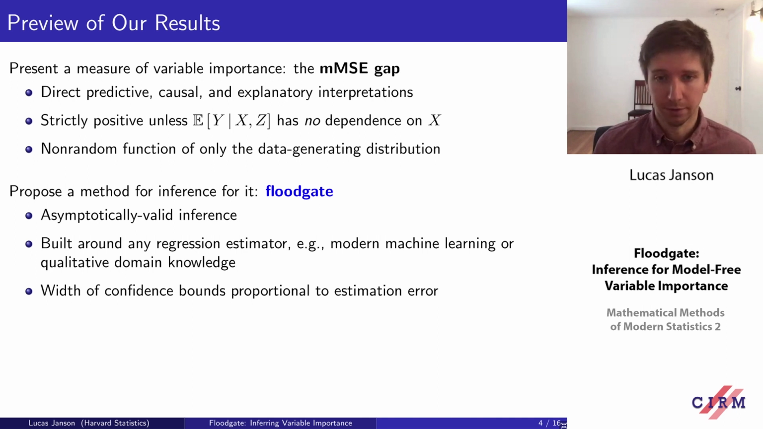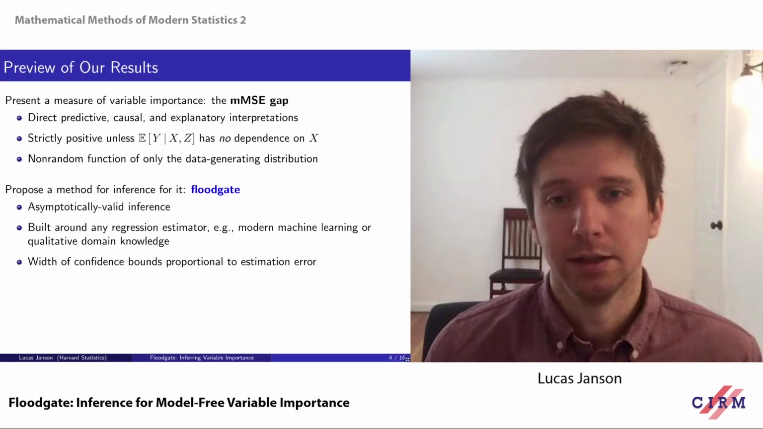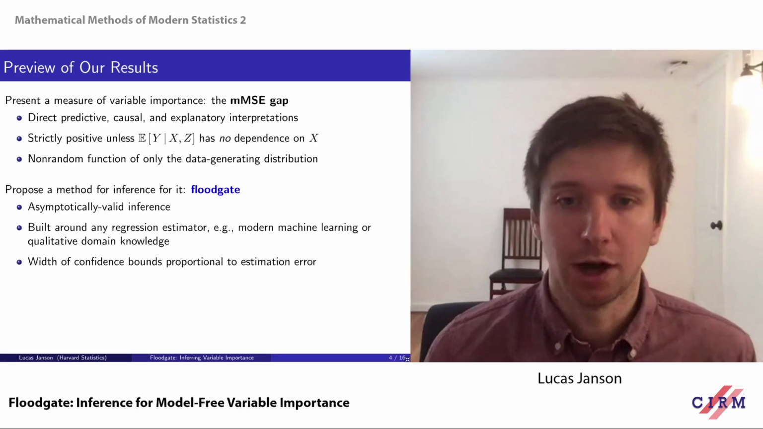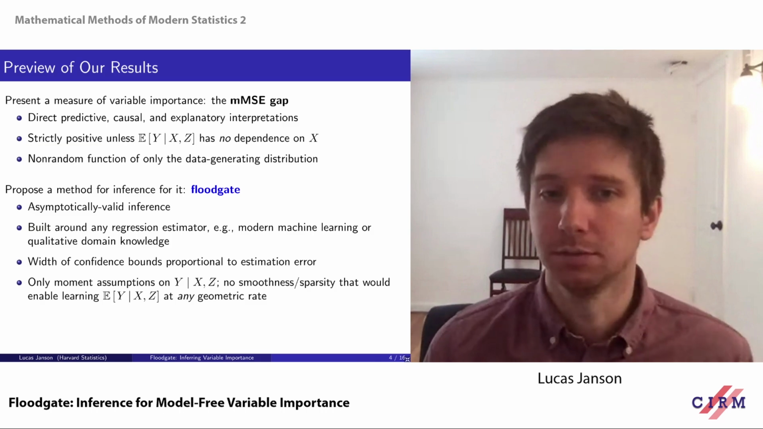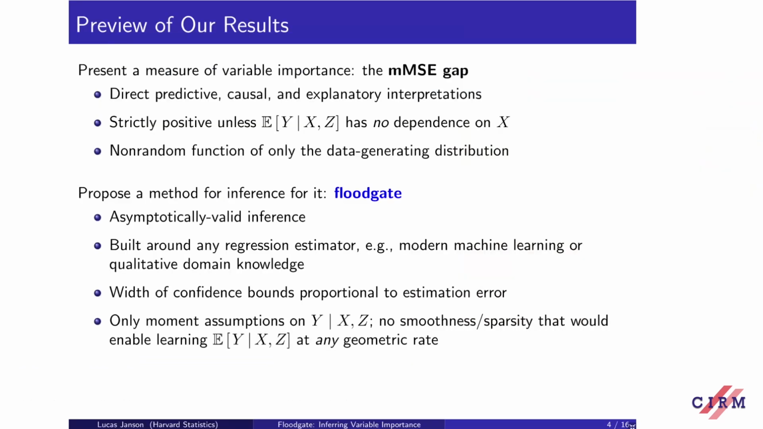And we're actually going to prove a relationship that, the better you can estimate the conditional mean of y given x and z, the narrower your confidence intervals are. But we're not going to assume you can do that in a good way, and that's important. We really only assume, say, moment assumptions on y given x and z. We're not going to assume any kind of smoothness or sparsity that would enable learning the regression function at any geometric rate.